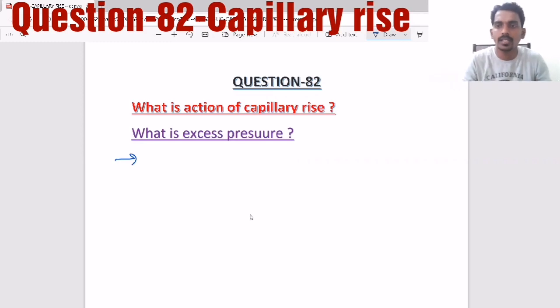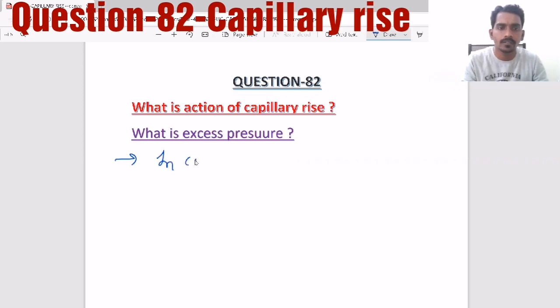Now we are going to study question number 82, that is all about capillary rise. So what is capillary rise and what are the things we should know about it? The very first thing we have to understand here is what is excess pressure.